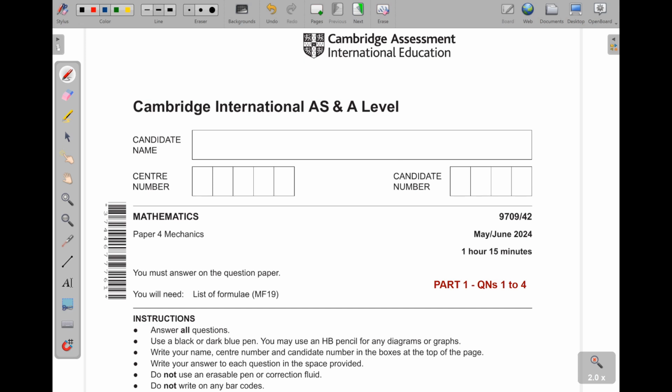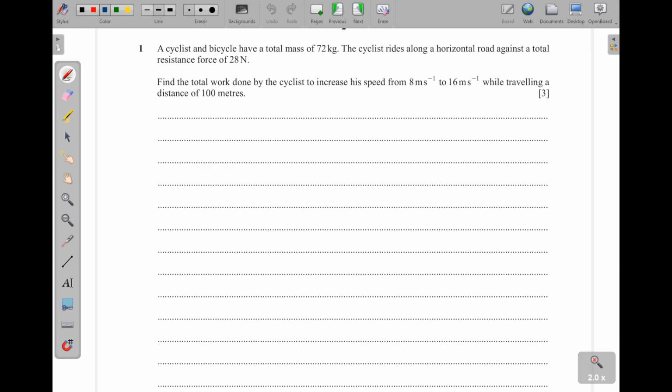Questions 1 to 4. Question 1: a cyclist and bicycle have a total mass of 72 kilograms. The cyclist rides along a horizontal road against a total resistance force of 28 newtons. Find the total work done by the cyclist to increase his speed from 8 meters per second to 16 meters per second while traveling a distance of 100 meters.